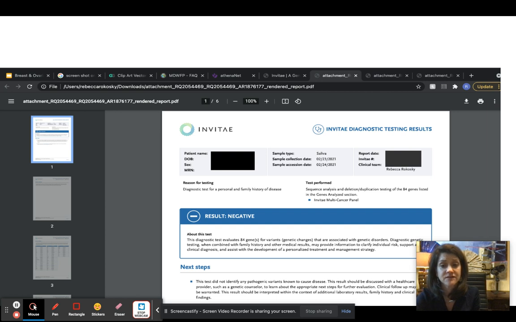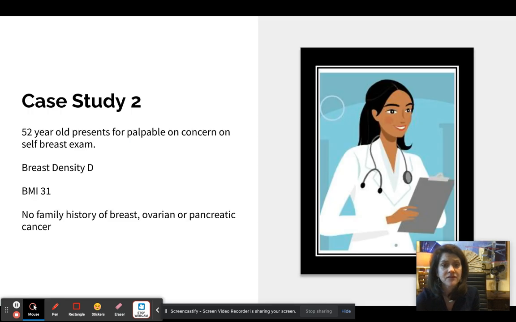And at age 37, this patient is old enough that you could do a mammogram, MRI, and ultrasounds. Our next patient is a 52-year-old that has a palpable concern on self-breast exam. She's a density D, she has a BMI of 31, and she has no family history of breast, ovarian, or pancreatic cancer. What are we going to do for this patient?